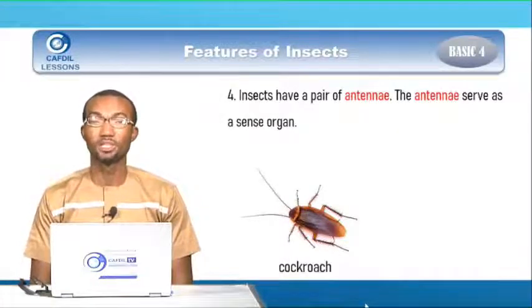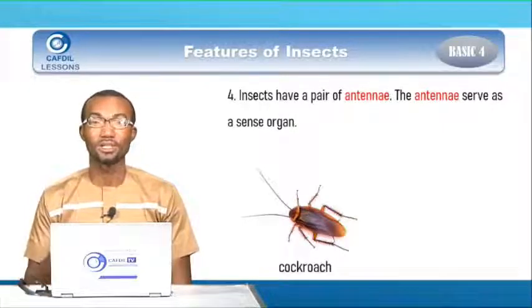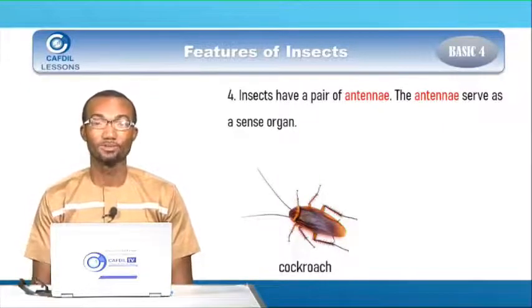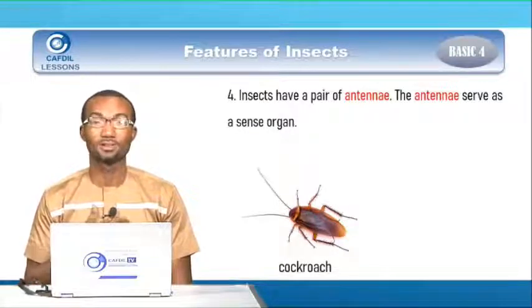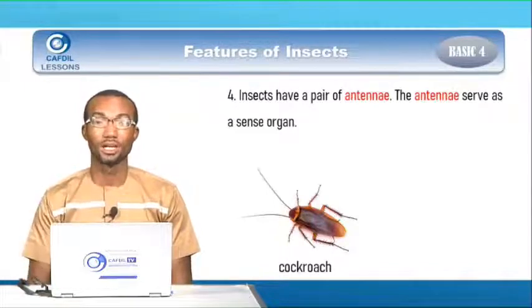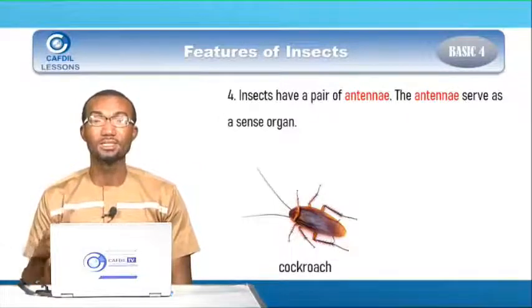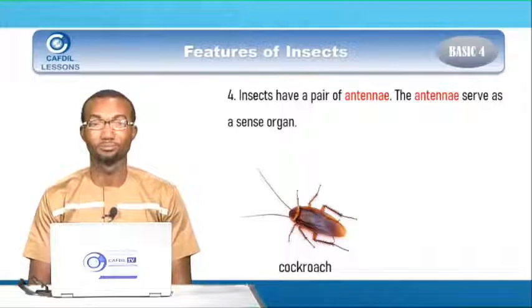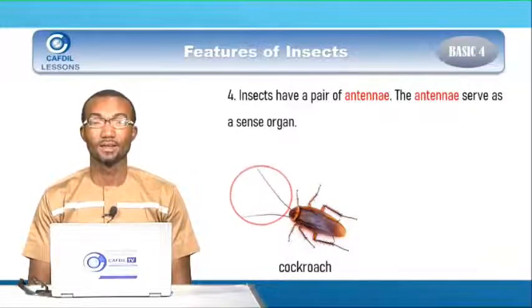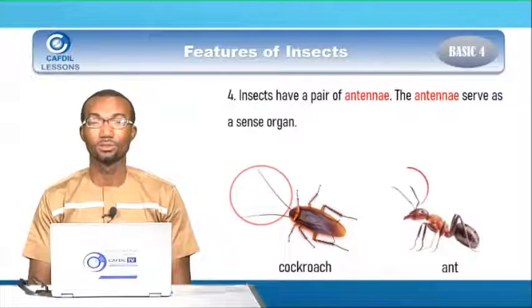When you were in basic 3, we learned about life processes of living things, and we said sensitivity is a life process, and we humans have 5 sense organs. So insects also use their antennae as a sense organ that helps them to see and feel things around them. This is the antennae, and if you look at this ant too, this is the antennae. It's a pair, that means 2. Good.